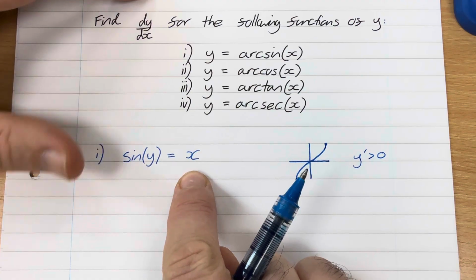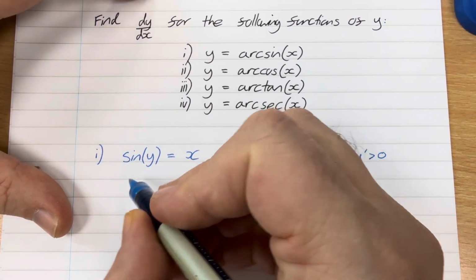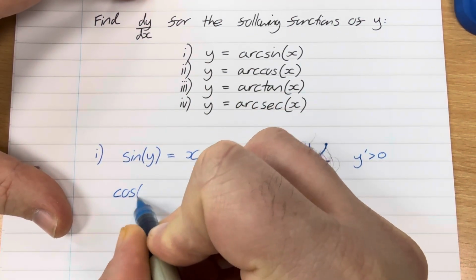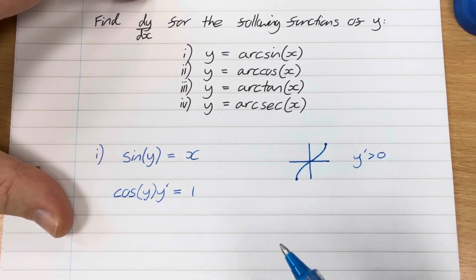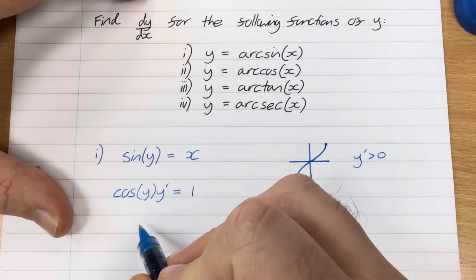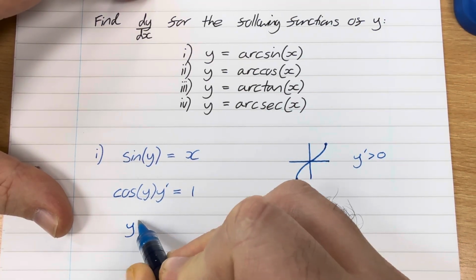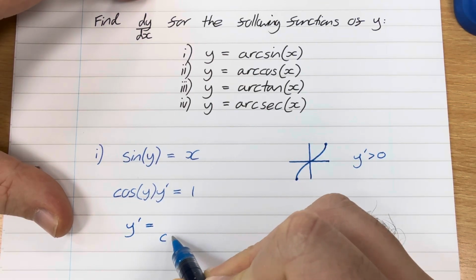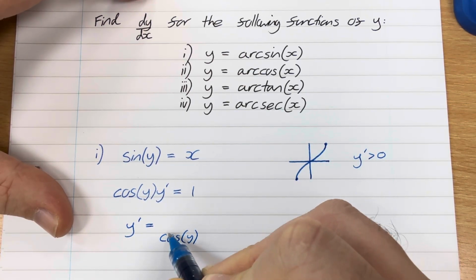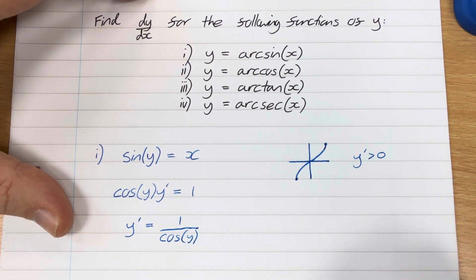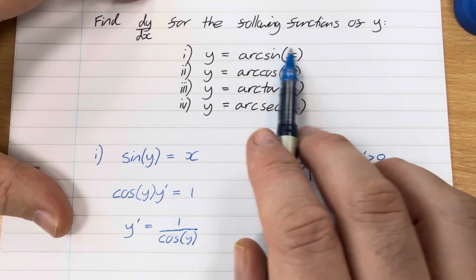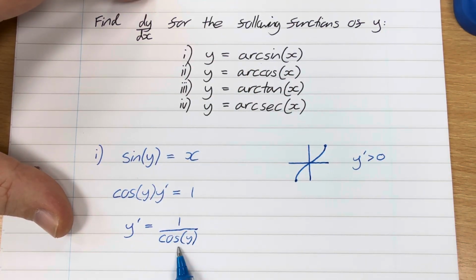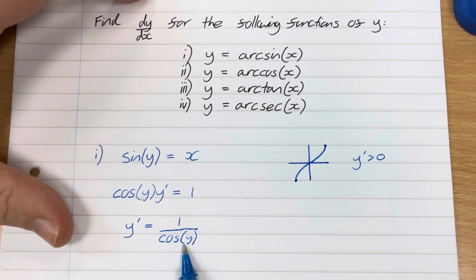Okay, so what I'm going to do is differentiate this implicitly. So that's going to give me cosine y times y prime is equal to 1. So that's taking the derivative with respect to x. I'm going to divide both sides by cosine y. So I'm going to end up with y prime is equal to 1 over cos y, which is a correct derivative, but I started with y as a function of x. So what I really want is dy by dx to also be a function of x, whereas at the moment it's a function of y.